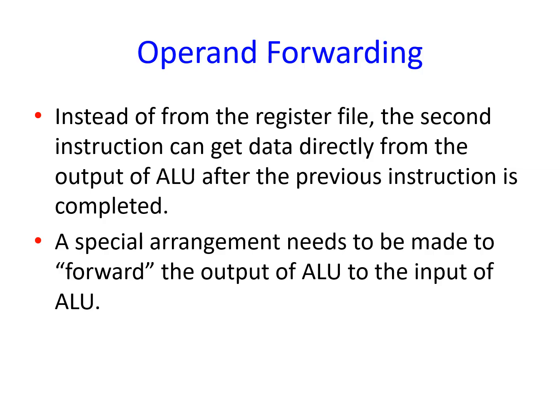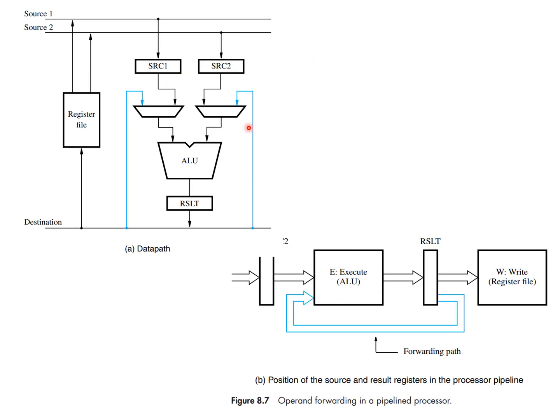So operand forwarding is this: immediately when you execute, the results are available in the result buffer. So instead of writing the result into the final register and then utilizing it for the next instruction, you can forward it through a forwarding path to the ALU. So in the immediately next clock cycle, the next instruction can utilize the result calculated in the previous clock cycle. This process is called operand forwarding.